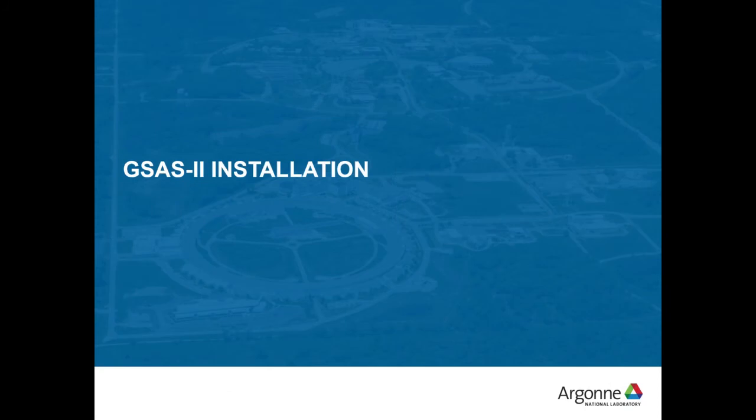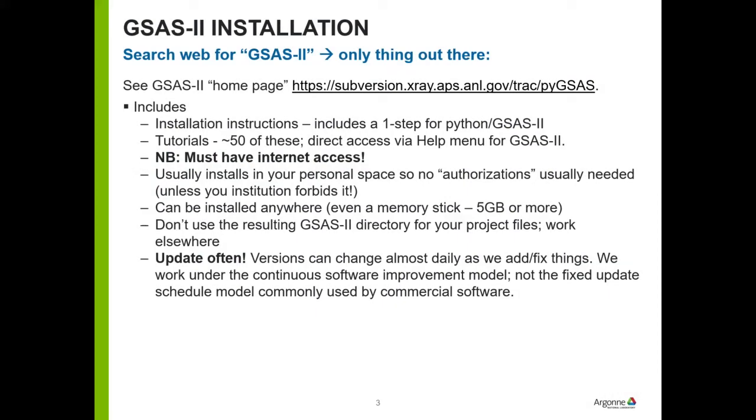But anyway, let me start with the installation of GSAS-II, because this is something that people want to know. First of all, how do you find it? Well, if you just go on the web into Google or whatever your favorite search engine is and type in GSAS-II, it can be either the Greek letters or the Roman 2, or the Arabic 2, it doesn't make any difference because it's the only thing out there with that name. And what you should see is this homepage website. If you go there, it will give you instructions for finding installation kits and whatnot.